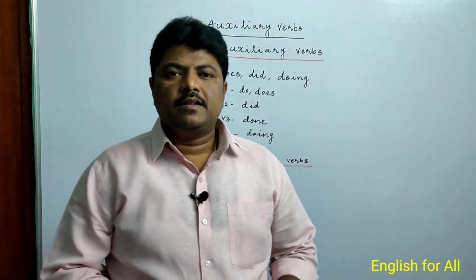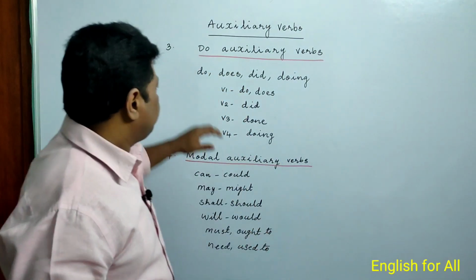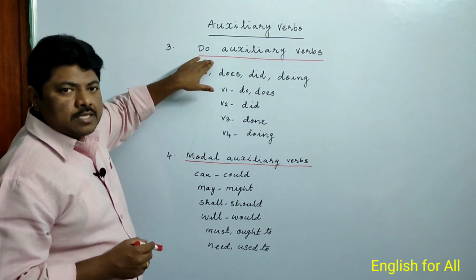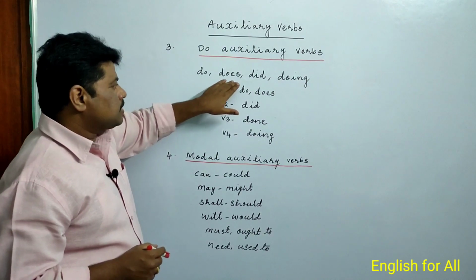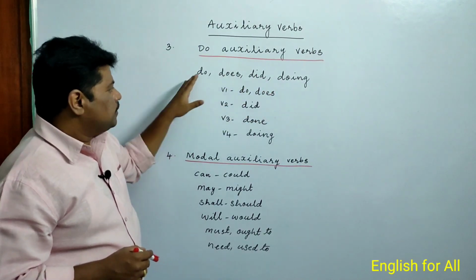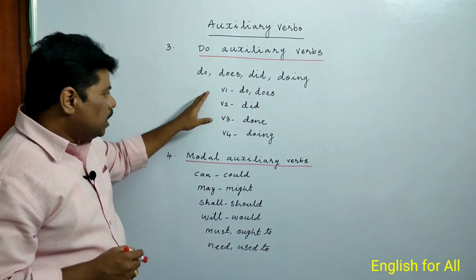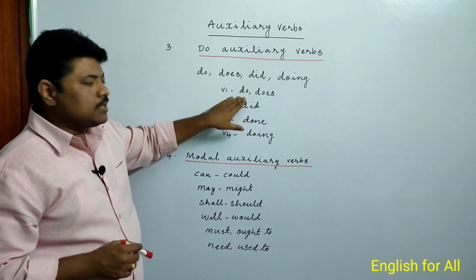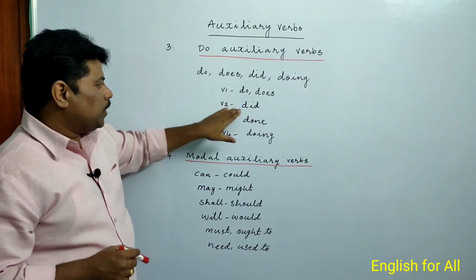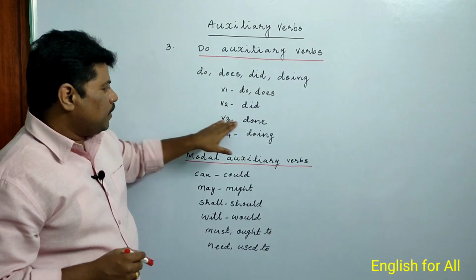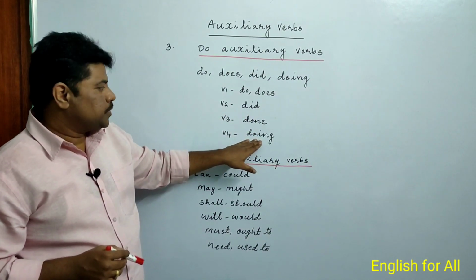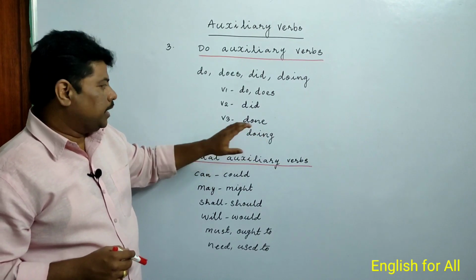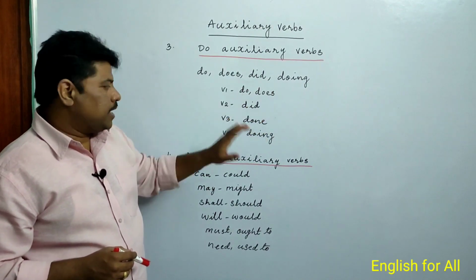Now let us see the other set of auxiliary verbs. The third one, we have do auxiliary verbs. As you can see very clearly, we have do, does, did and doing. So in verbs, V1 we always use do and does. And V2 we use did. And V3 we always use done. V4 we have is doing. So remember, always we use the word doing, not does plus ing.